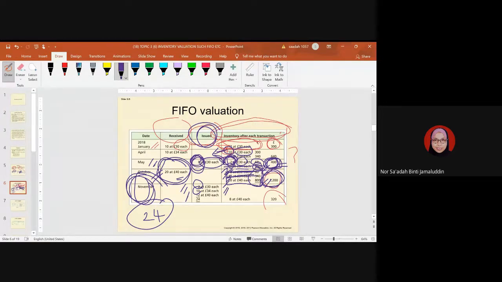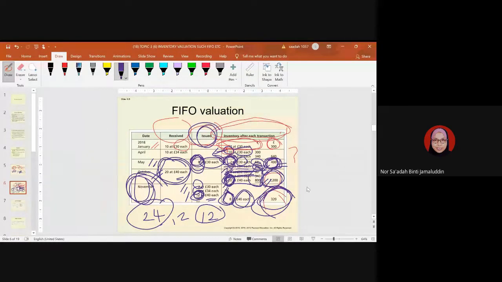Here, April. And then the last one is awak ada 20 lagi. So tadi dah 12. So 24 tolak 12, awak hanya perlukan lagi 12 sahaja untuk cukupkan 24. So awak ada 20 kan? Take only 12 at 40 each. Keluarkan 12 daripada 20, baki tinggal 8 yang belum dijual. Harga berapa? 40. This is the last figure for your closing inventory. This is for the FIFO method.